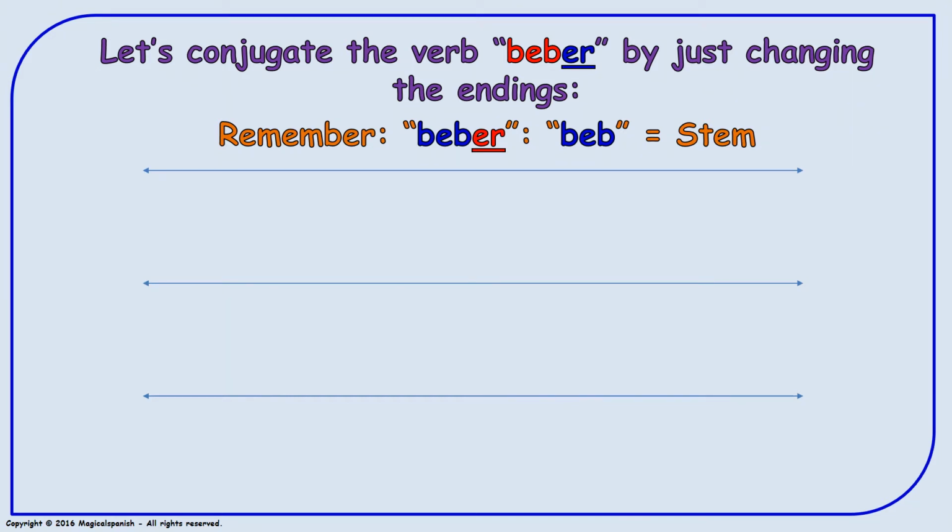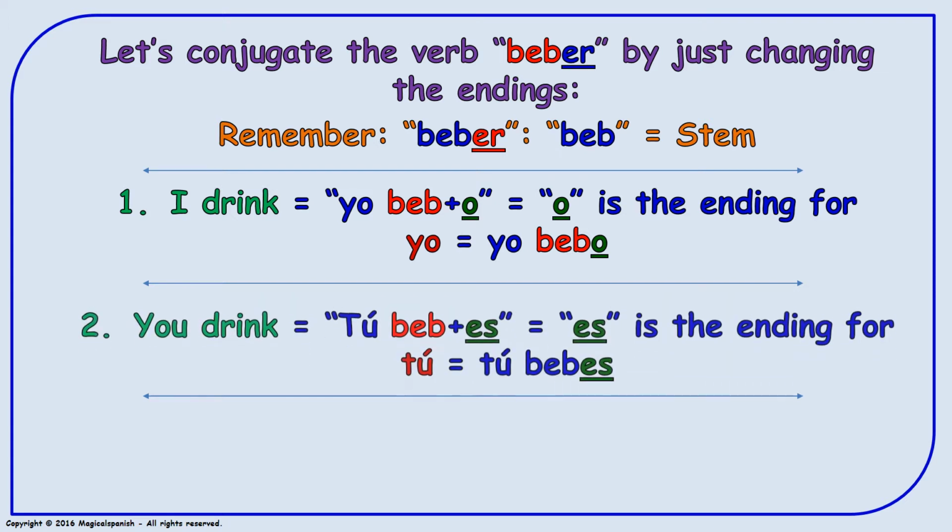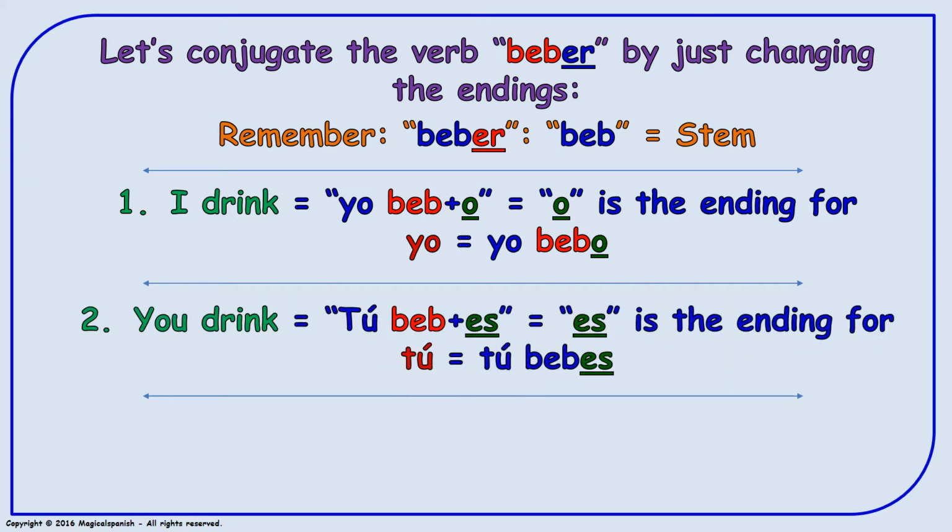Let's conjugate the verb beber by just changing the endings. Remember, beber, B-E-B, is going to be the stem of the verb. 1. I drink. Yo bebo. O is the ending for yo. Yo bebo. 2. You drink. Tú bebes. Es is the ending for tú. Tú bebes.